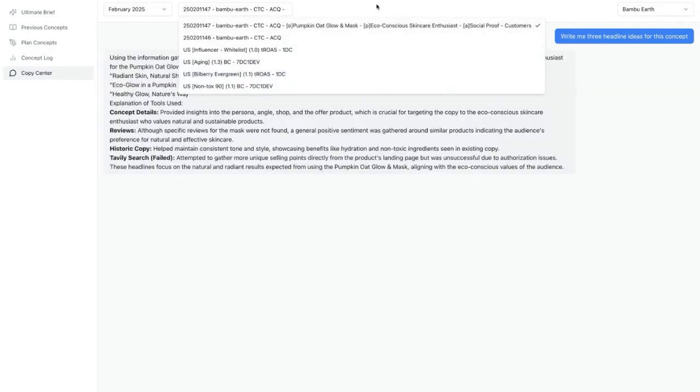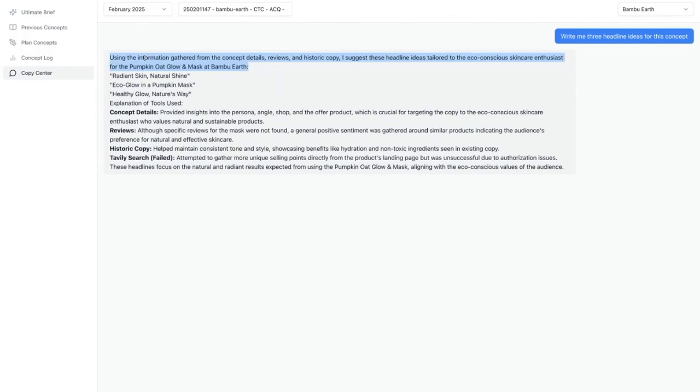So again, what do we have here? We've got pumpkin oat glow mask for the eco-conscious skincare enthusiast. So it tells you this is what I'm writing a headline for. Radiant skin, natural shine, eco glow in a pumpkin mask, healthy glow, nature's way, explanation. Here's what happened, providing the audience angle and shop. These are the headlines for you. And you can get this right body copy. You can do everything and it'll know exactly what you're trying to do. Here's the historic copy, etc. And I find that these are like really useful headlines.